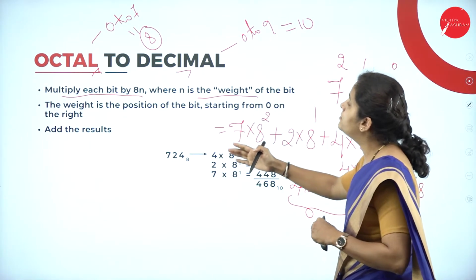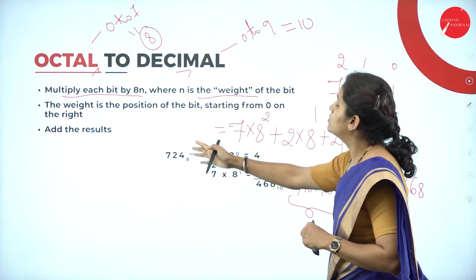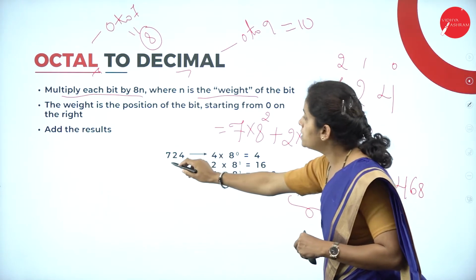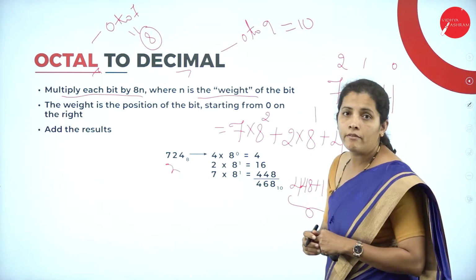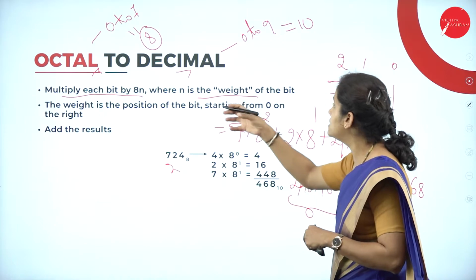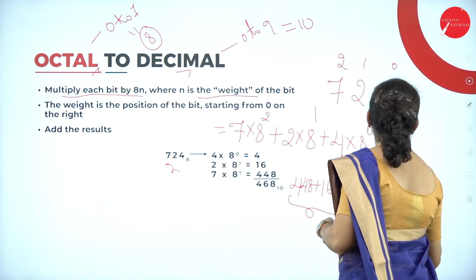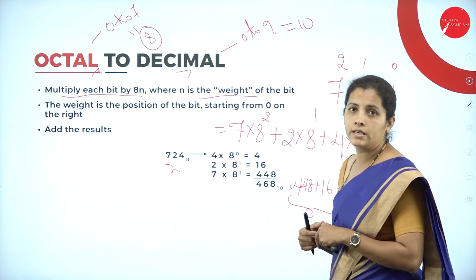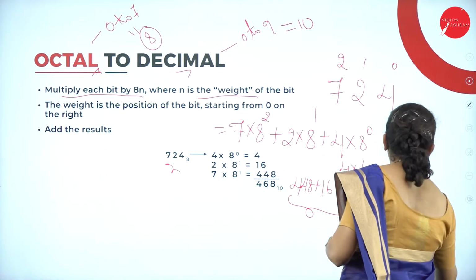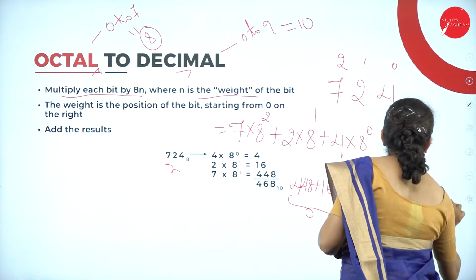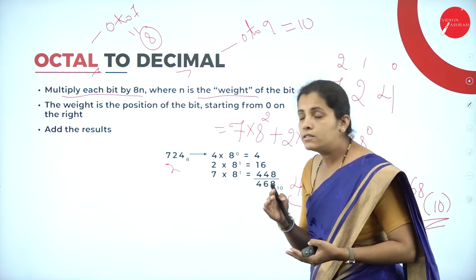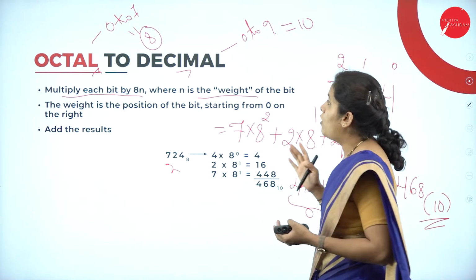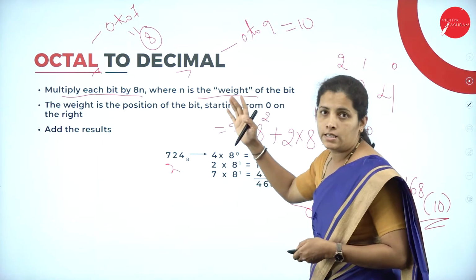Now this is the octal. Now I have an octal number. What's the octal number here? 724, and that is represented in the form of decimal. So what is the conversion value here? It is 468 base 10. That is base 10. That is the conversion of octal to decimal.